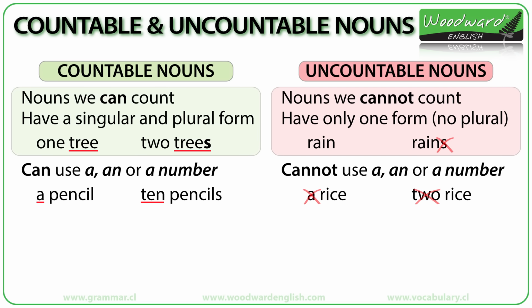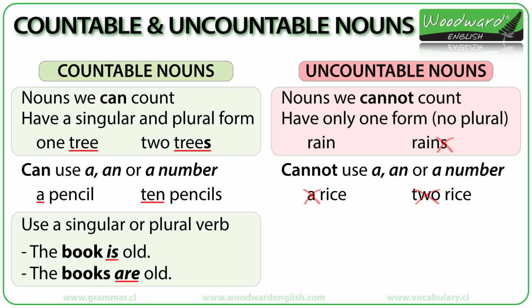With uncountable nouns, we cannot use a, an, or a number before them. We cannot say a rice or 2 rice. No, it is not possible. It is just the word rice without a or without a number before it.